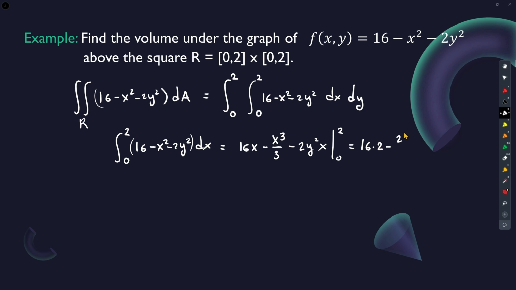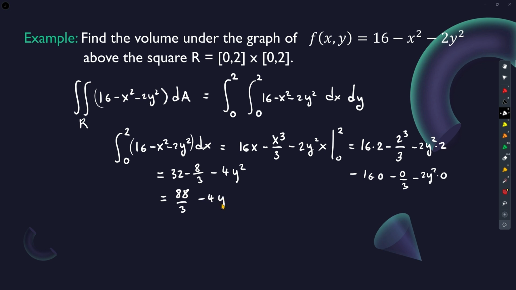The value at 2 is 16 times 2 minus 2 cubed divided by 3 minus 2y squared times 2. And I subtract the value at 0, which is 16 times 0 minus 0 divided by 3 minus 2y squared times 0, so that is all zeros. So the answer to this integral is 32 minus 8 divided by 3 minus 4y squared, which is 88 over 3 minus 4y squared.